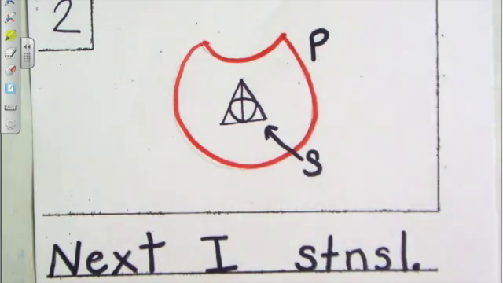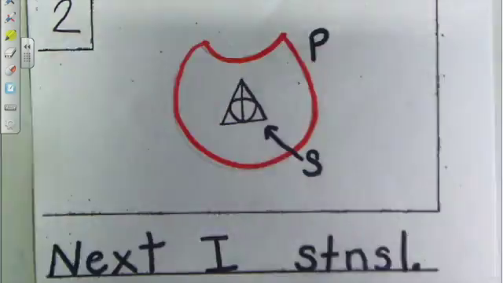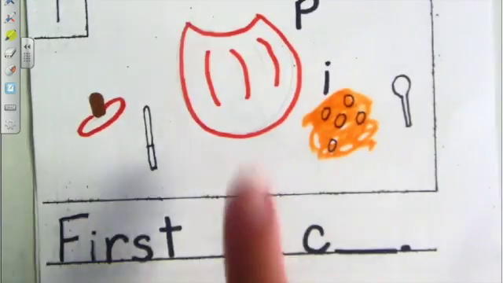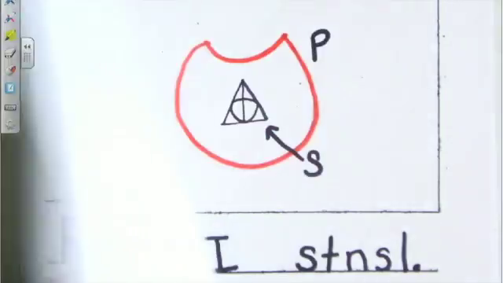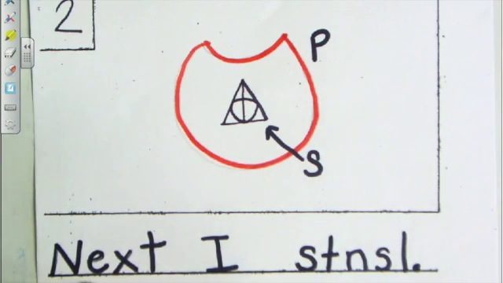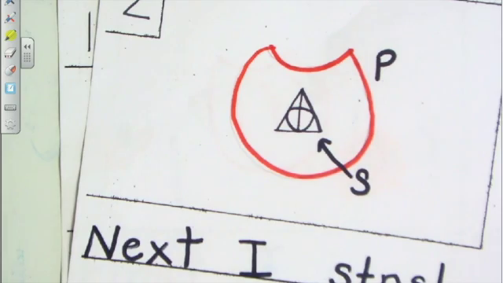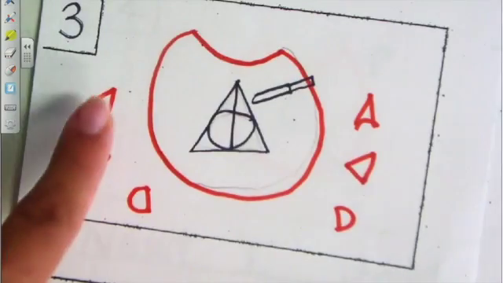Good job, awesome authors. So we have our step one, right? First, I clean. Next, I stencil. And tomorrow, what page do you think we're going to work on tomorrow? Yeah, we're going to work on page 3, our third step.